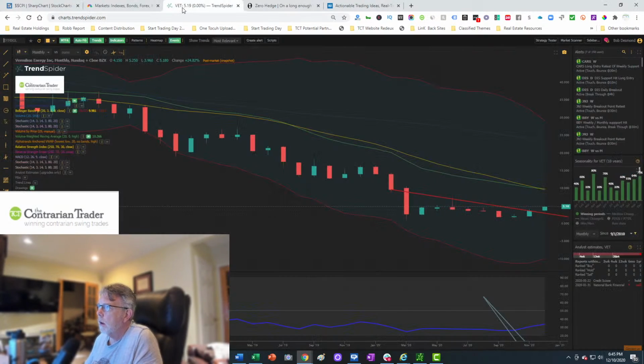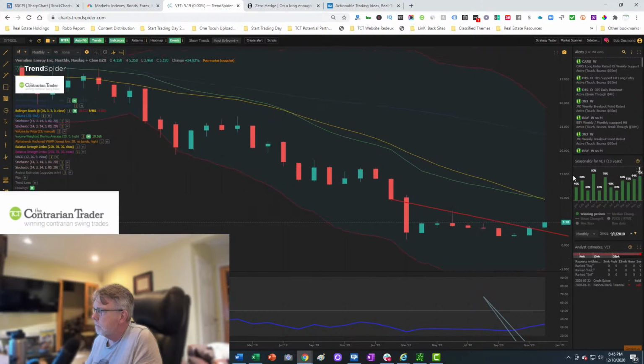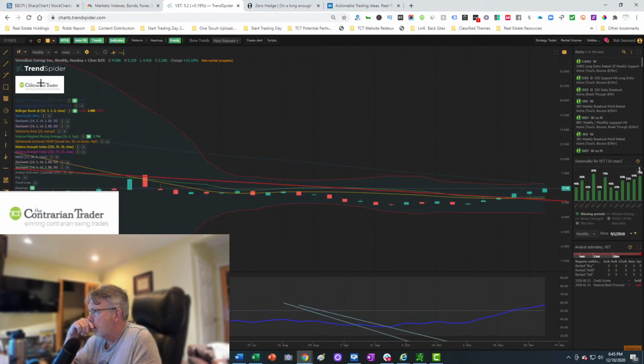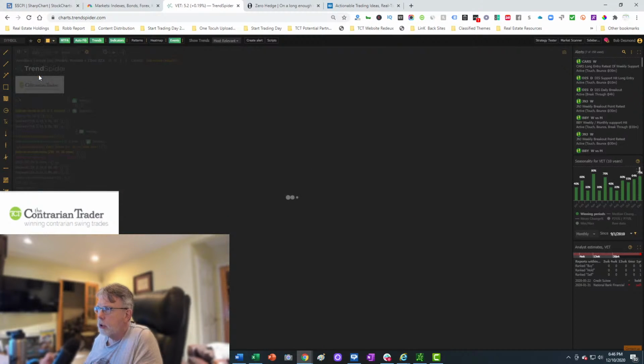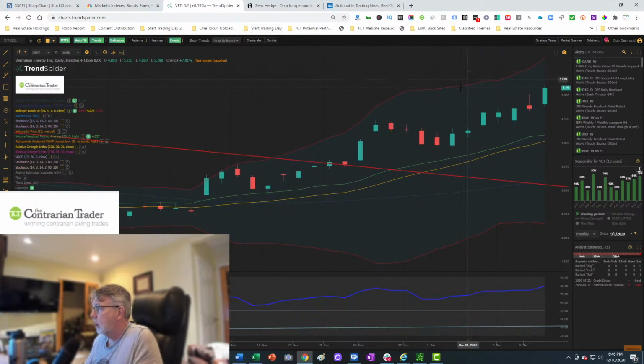Okay, back to VET. A monthly breakout. Very, very nice. Weekly chart. Look at this beautiful Bollinger Band squeeze. Very tight neck. We have a continuation move higher this week. Daily chart. Very nice day. When you get a bearish reversal bar like you saw yesterday, and then the next day just plows right through it, that's money, man.